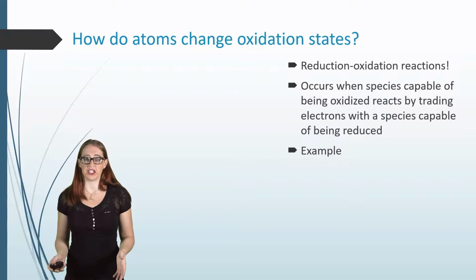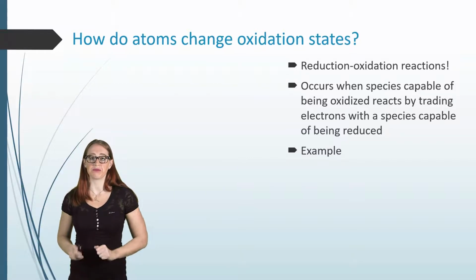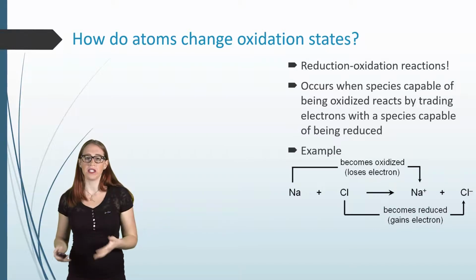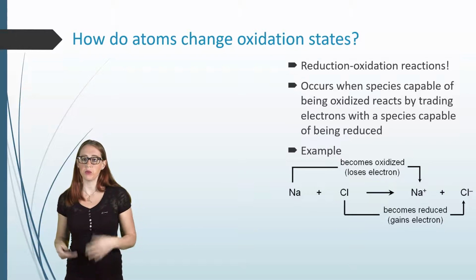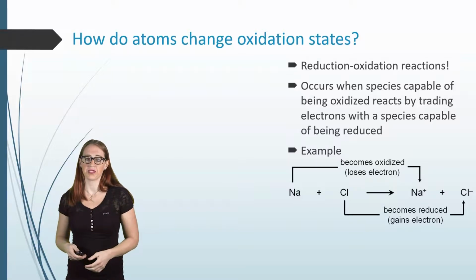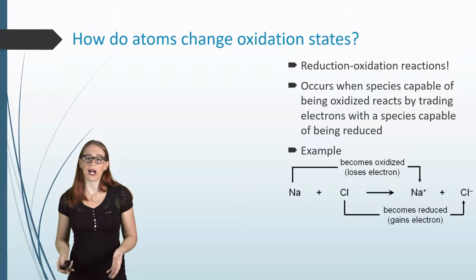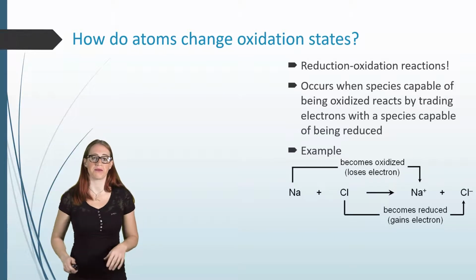Atoms can change oxidation states when they react with other species that can be oxidized or reduced. For example, under the right conditions, sodium and chlorine will react to form Na+ and Cl-, which will then form table salt. We'll learn more about redox reactions in other videos. For now, we'll just focus on the fact that they can be changed via special reactions.